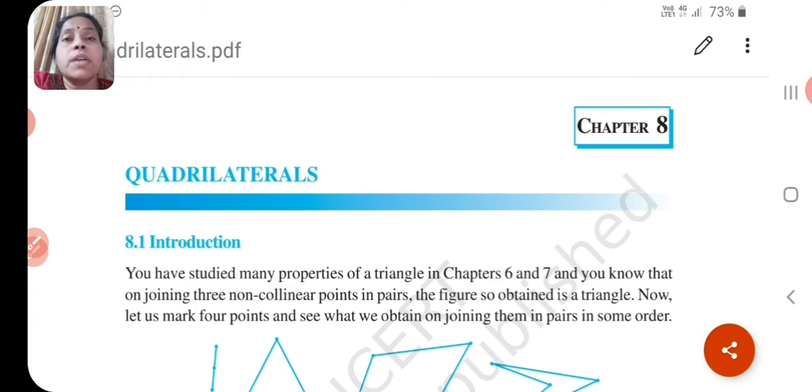My name is Swati Sharma, and it's class 9 maths, and our chapter is quadrilateral. So, students, in this chapter we learn so many theorems about quadrilaterals and which types of quadrilateral. First of all, we learn what a quadrilateral is.